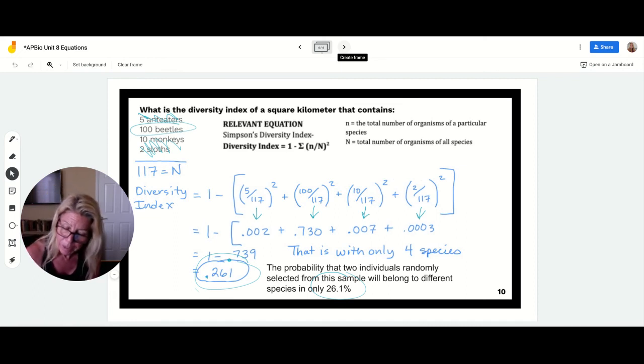Well, if we redid it, so we said diversity index equals 1 minus, I only have 1, so I don't even have to sum anything up here. I have 100 beetles over a total species of 100, squared. Well, 100 over 100 is 1, and 1 squared is 1. What is 1 minus 1? It's going to be 0. There's a 0% chance. If I only have one species, there's a 0% chance that I would grab 2 different species, right? So as you increase the numbers of different species, you're going to increase that diversity index, which is measuring biodiversity for a community.